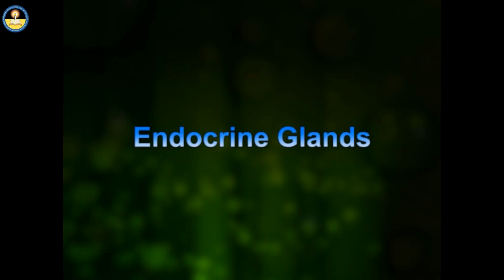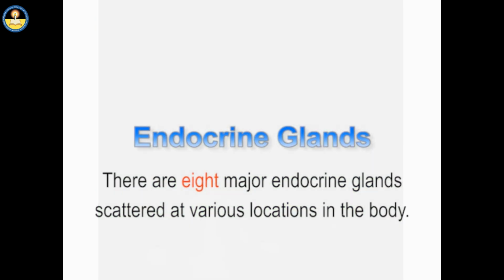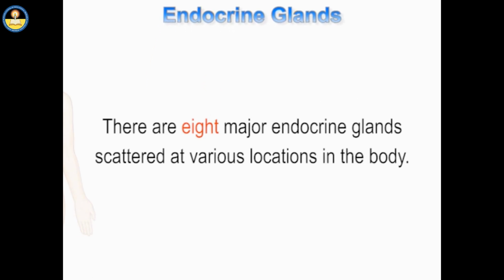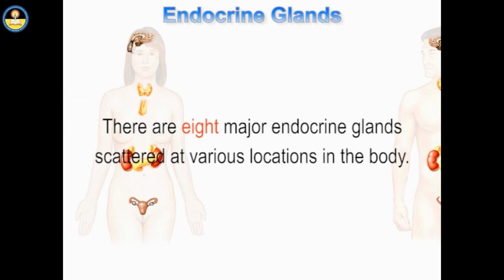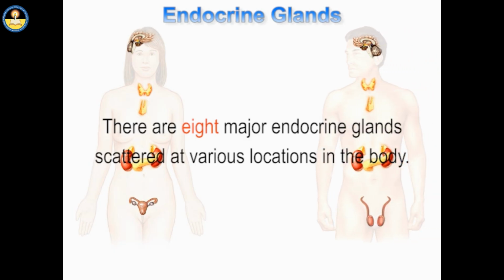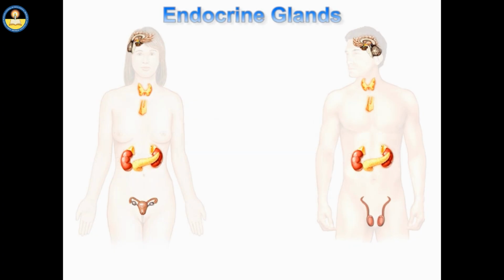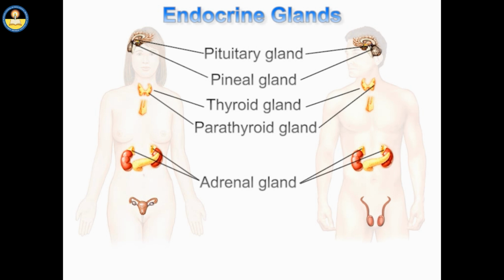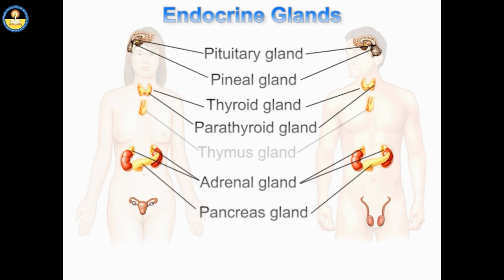Endocrine glands. They are located in different parts of the body. There are 8 major endocrine glands scattered at various locations in the body. All these are considered to be one system because they have similar functions but act on specific organs. These glands are the pituitary gland, pineal gland, thyroid gland, parathyroid gland, adrenal gland, pancreas gland, thymus gland, and gonads present in testes in males and ovaries in females. Let's know about each gland in this module.